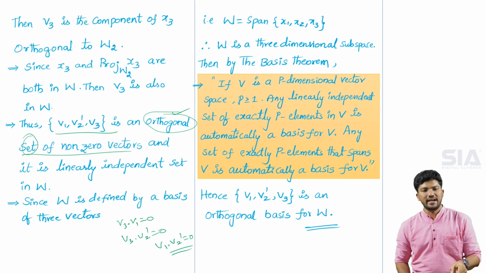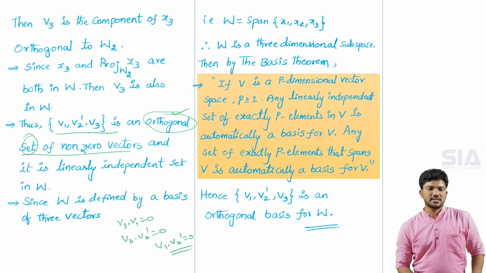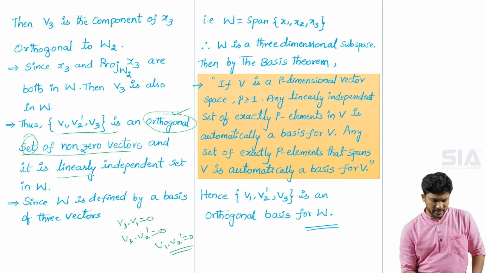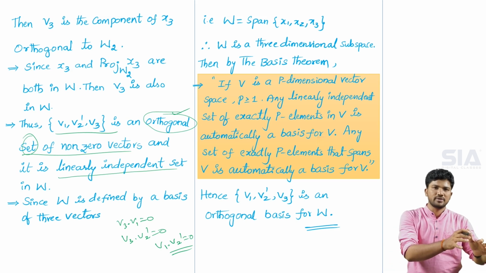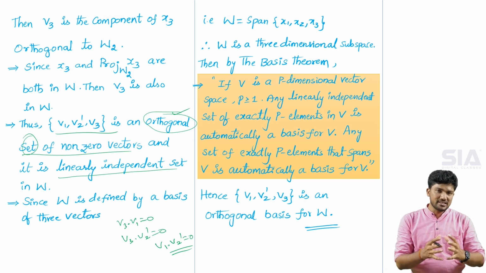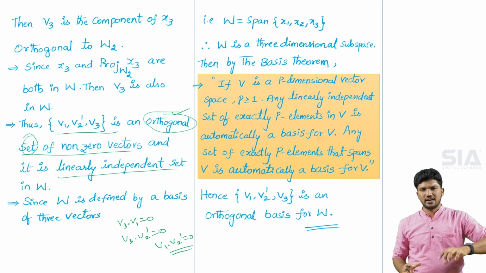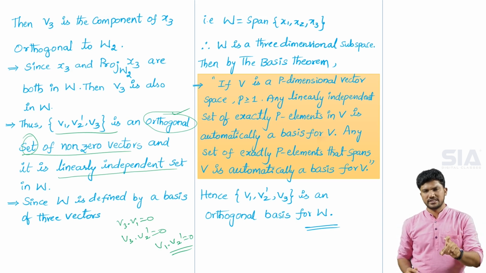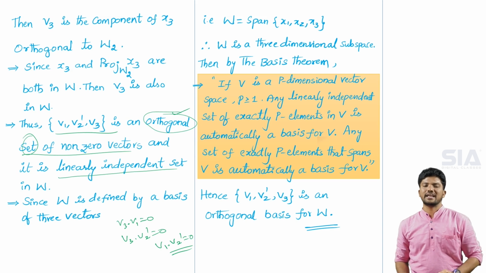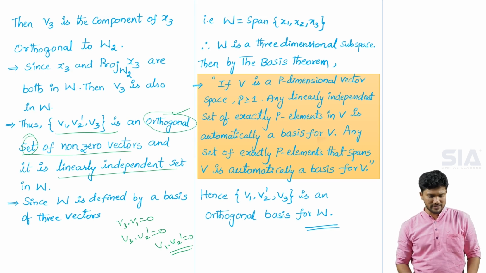then that set is called an orthogonal set of non-zero vectors. These non-zero vectors are linearly independent vectors. Already we proved that theorem: the vectors in an orthogonal set are linearly independent. So here the v1, v2 dash, v3 that we got are linearly independent vectors in the subspace W.